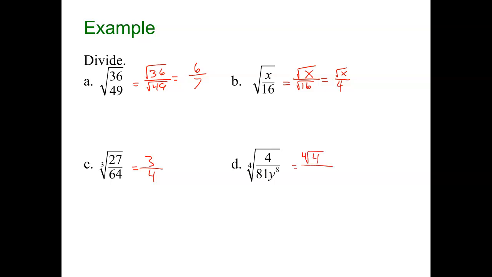I've got the 4th root of 4 over the 4th root of 81 and the 4th root of y to the 8th. So this is a combination of product and quotient because my denominator has 2 factors. So I'm going to go ahead and multiply and split those into 2 factors, and then I've got my numerator. We already said we can't 4th root 4, so that just stays. Okay? 4th root of 81, 3, and the 4th root of y to the 8th, y to the second.